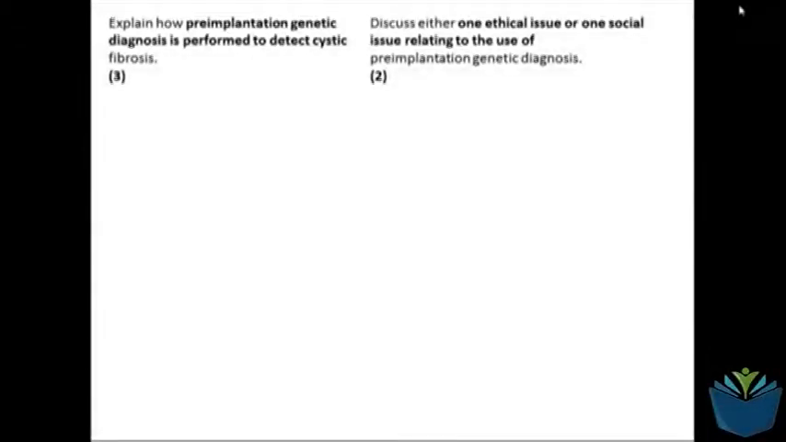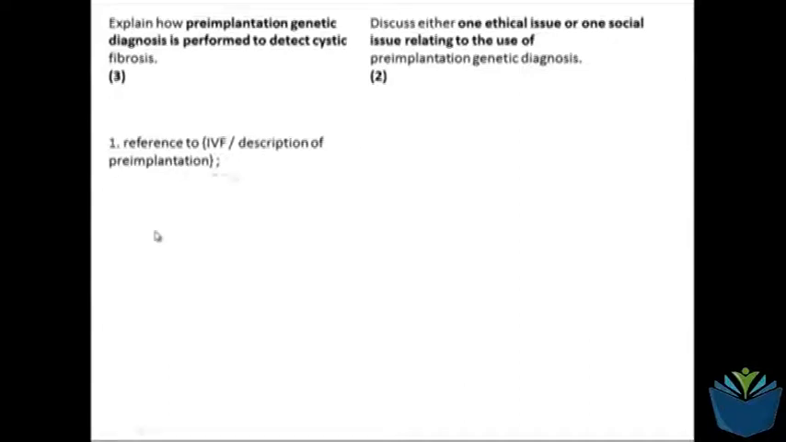So this question: explain how pre-implantation genetic diagnosis is performed to detect cystic fibrosis. Pre-implantation genetic diagnosis is related to IVF, so obviously a description of IVF, or how that's done. So in vitro fertilisation, samples of sperm and eggs are taken from the mother and father and are then fertilised outside the body, and hence in vitro.